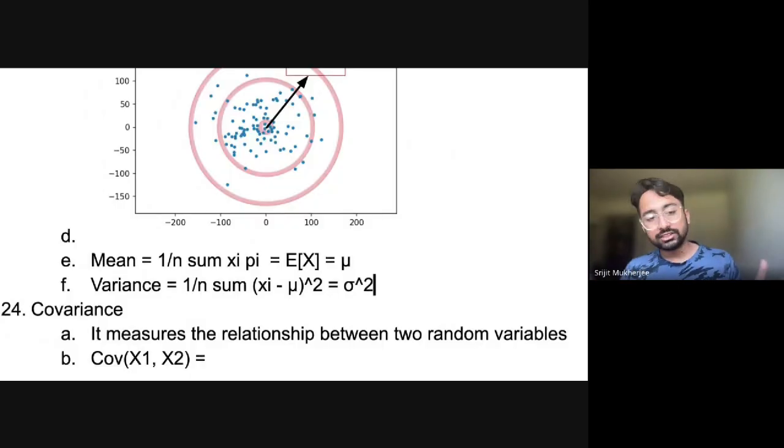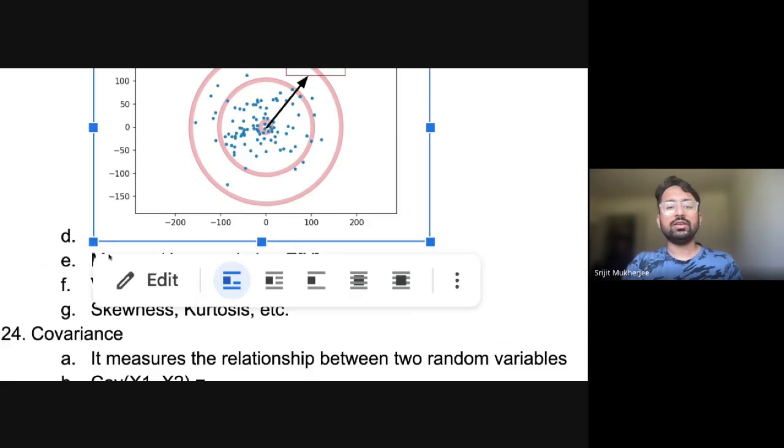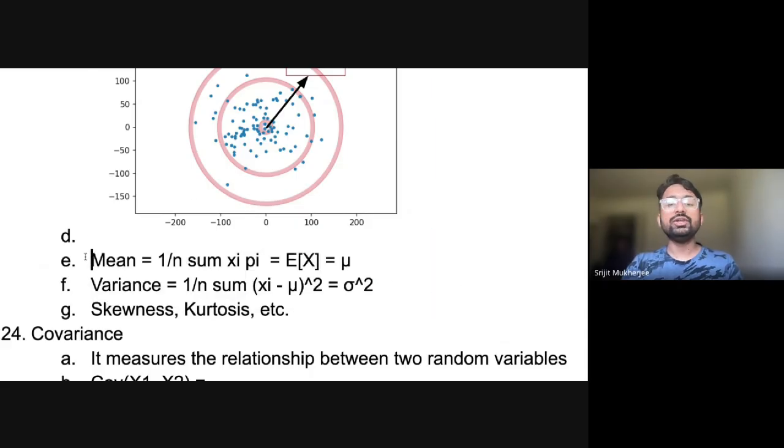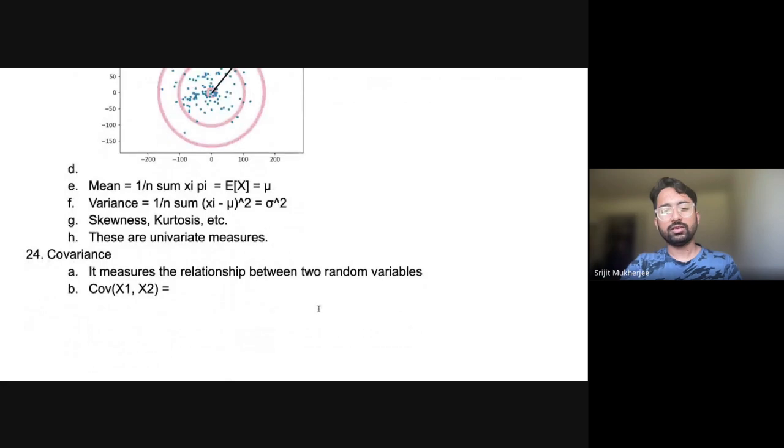There are other things like skewness and so on, but these two are the major things which tell you. Did you understand, guys? These are univariate measures of a single random variable.